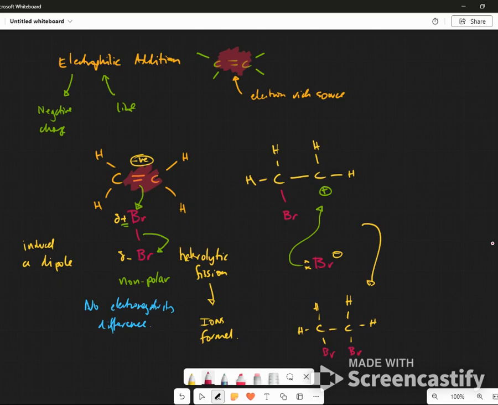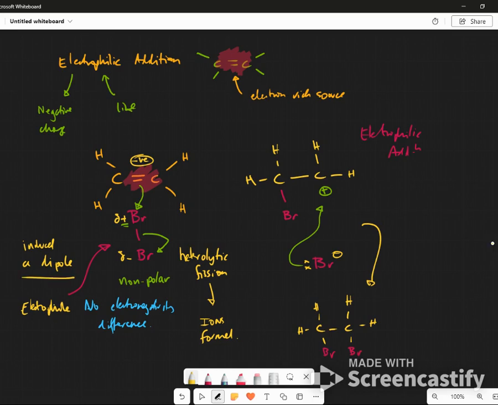Excellent. So this whole mechanism is known as electrophilic addition. Why is it called electrophilic addition? Because the first thing, this guy here, the thing that attacked my double bond, is called an electrophile. It gets made into an electrophile because we induce a dipole on it.